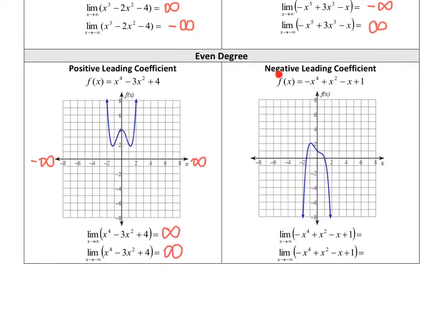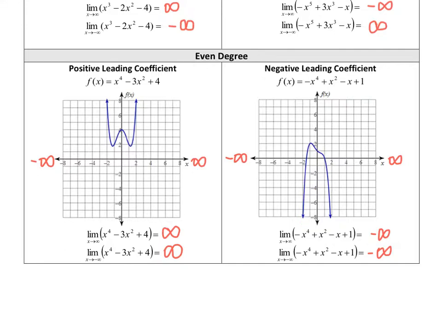And with a negative leading coefficient, so if I have a negative out front and an even power, it looks as though they both shoot down to negative infinity. So both of these limits are going to go to negative infinity. So as x goes to infinity and as x goes to negative infinity, both go down. So in conclusion, if I have a polynomial function with a positive leading coefficient and an even degree, it's going to model this behavior. Even degree with a negative coefficient is going to model this behavior, and so on and so on.